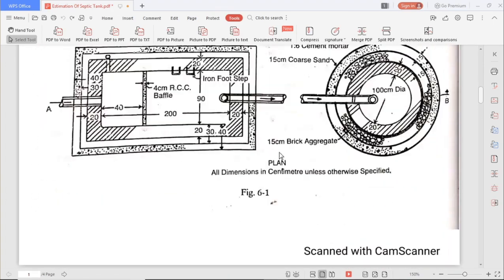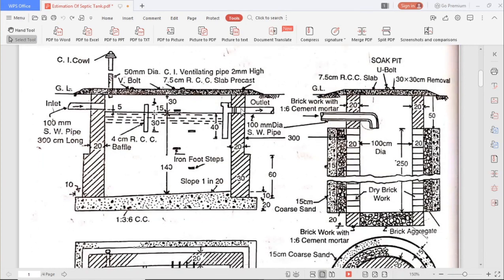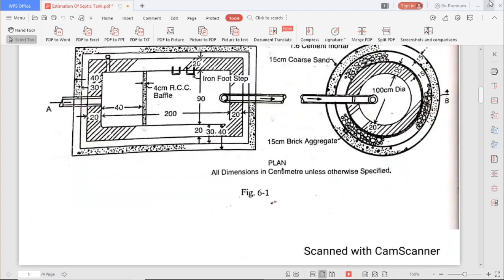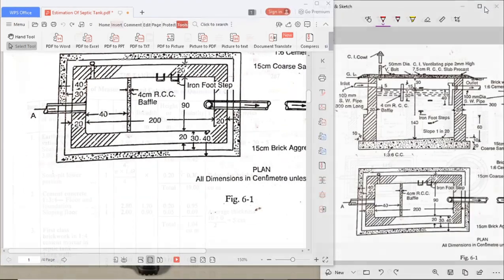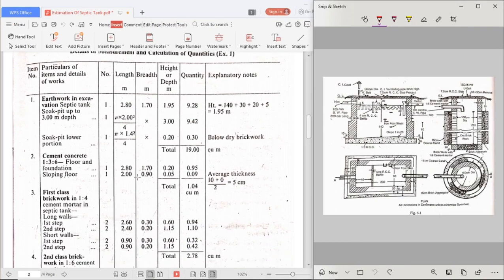Okay, so these are the items for which we have to estimate. And we also have the pipe, this T pipe, this bend pipe, then ventilation pipe, CI cowl. Okay, so with these details we will go for the problem. So now let us do the problem.